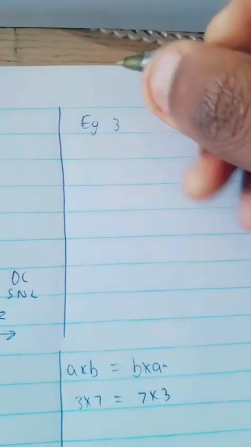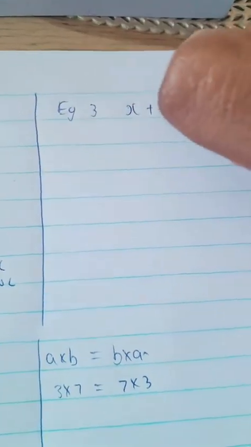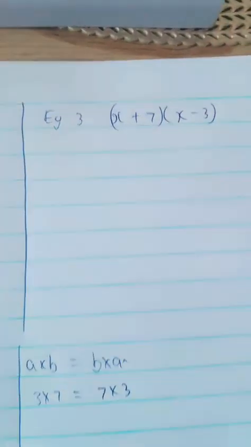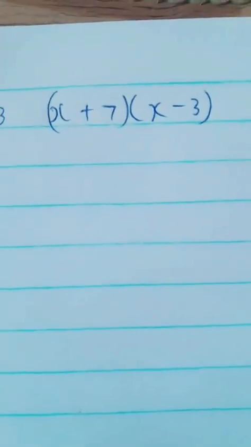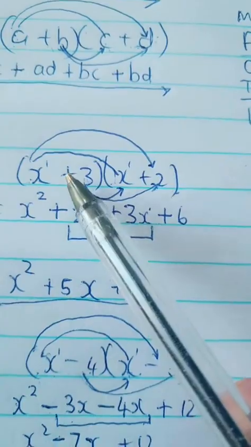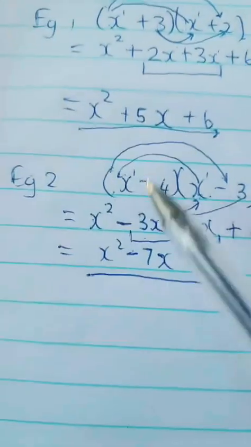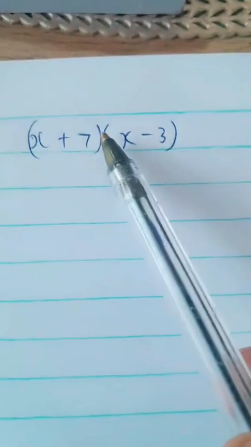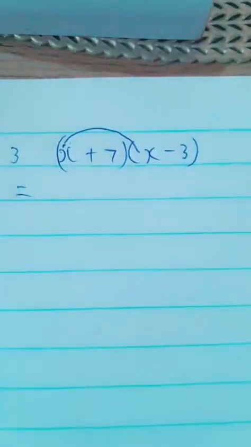Let's look at another one. Example 3: (x + 7)(x - 3). If you've noticed something here, for these brackets I had the same sign, plus and plus. For these brackets, I had the same signs, minus and minus. Now I'm just doing an example where the signs are different. FOIL. First terms.